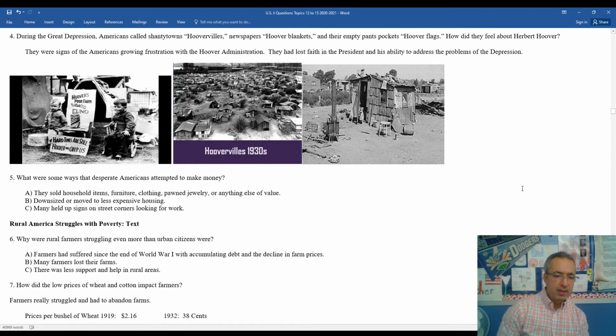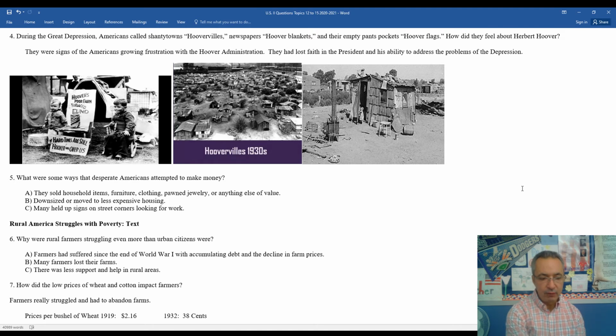Number 5, what were some ways that desperate Americans attempted to make money during this period of time? Well, basically, they sold whatever they could. If you're going to have your house foreclosed on or get evicted from an apartment, you may not have any place to put furniture, household items, extra clothing. They pawned or sold off jewelry, anything else of value. If you can get out on your own, you might be able to downsize, maybe move from a 4 or 5 bedroom home into 1 or 2 bedrooms.